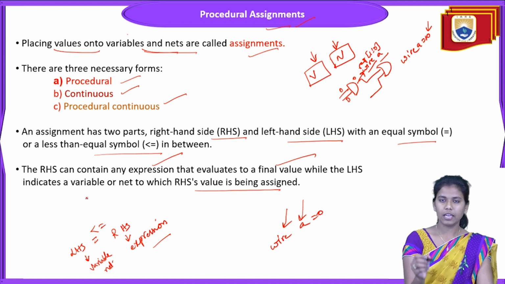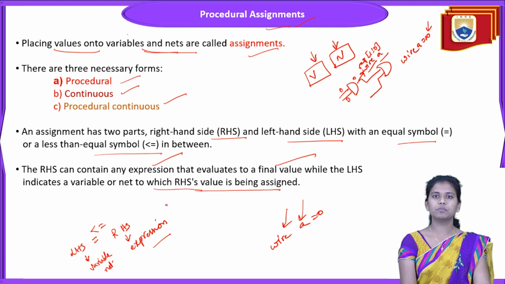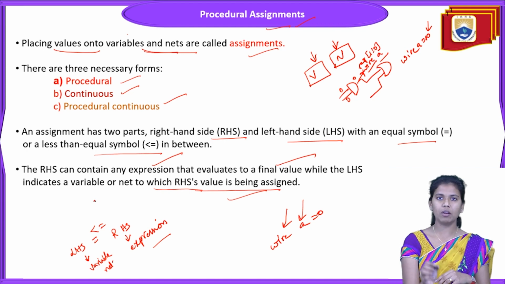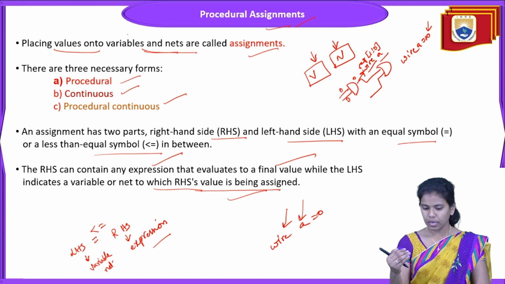It means the left hand side indicates the variables or net to which the RHS value is being assigned. We are assigning values to the variables or nets on the left hand side of the expression, in order to modify or assign something related to the right hand side. This is all about the assignment. It consists of a left hand side and a right hand side. The right hand side consists of the expressions, whereas the left hand side consists of the variables or nets.